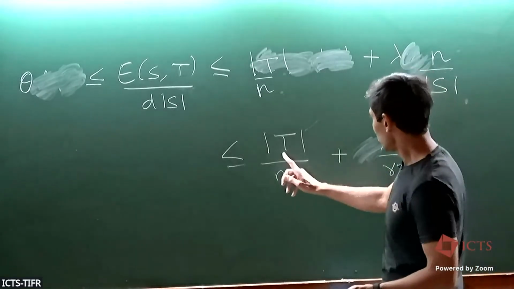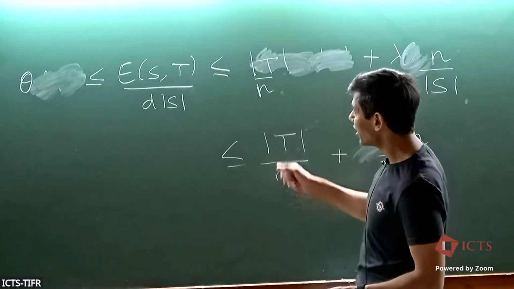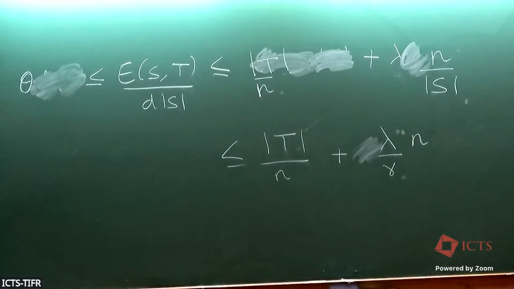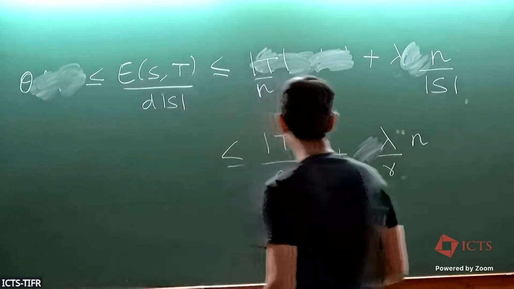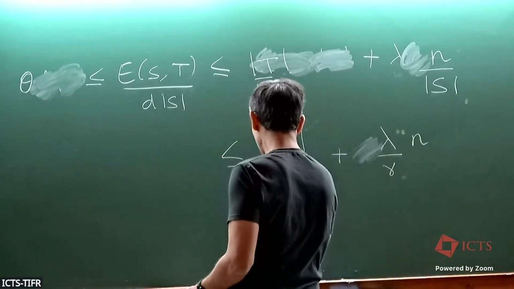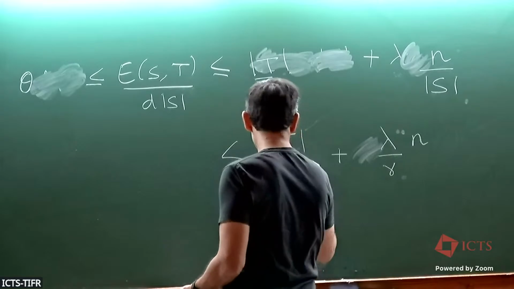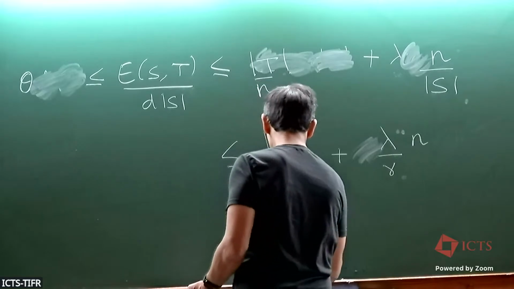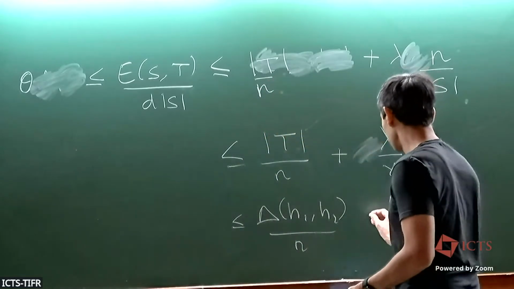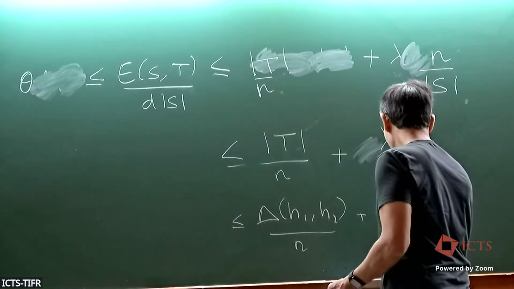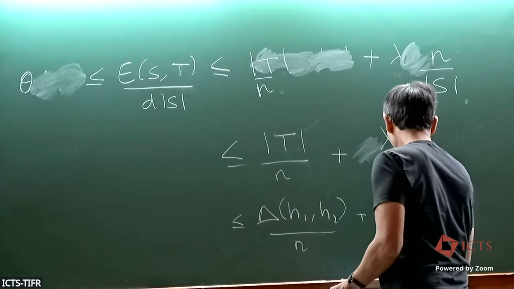And now, what is T over n? T was the set of the right endpoints on these edges where we know H1 and H2 differ. So if H1 and H2 differ on this edge, in particular, they differ on this vertex. So this will contribute to the distance between H1 and H2. So this is actually less than or equal to the Hamming distance between H1 and H2 divided by n, so the relative distance. This term we can basically ignore if lambda is sufficiently small.